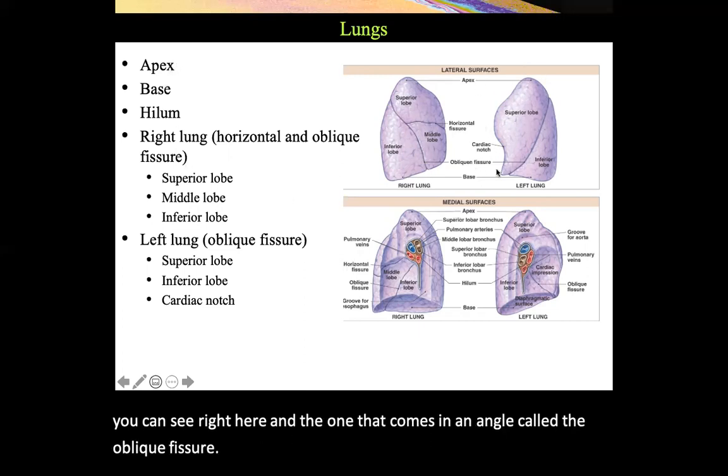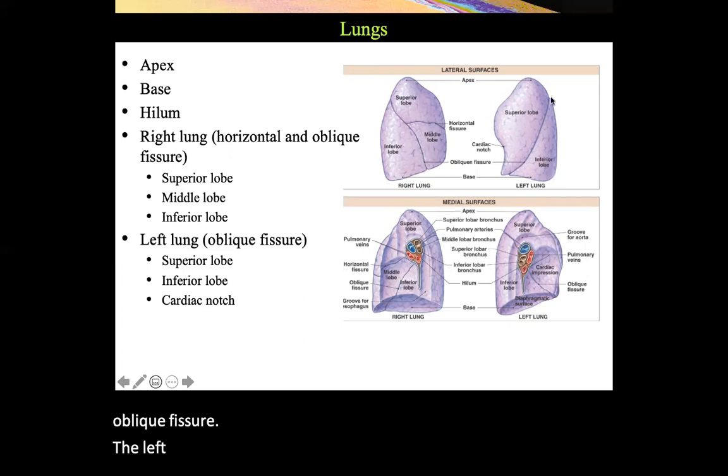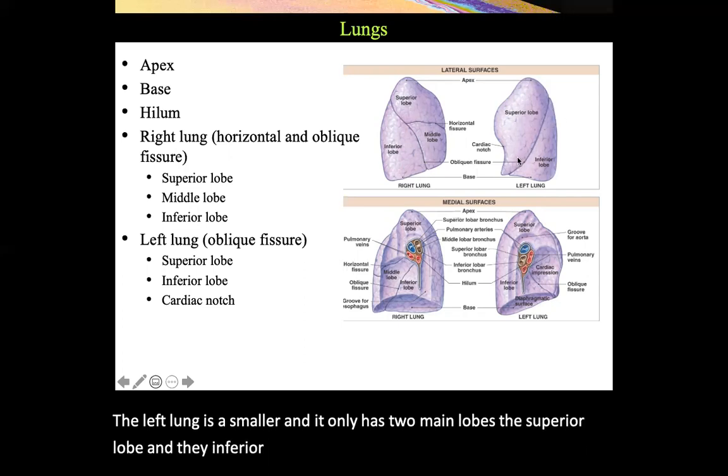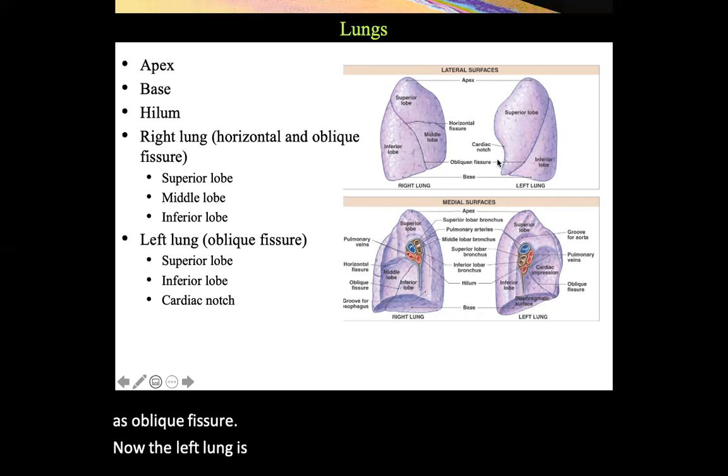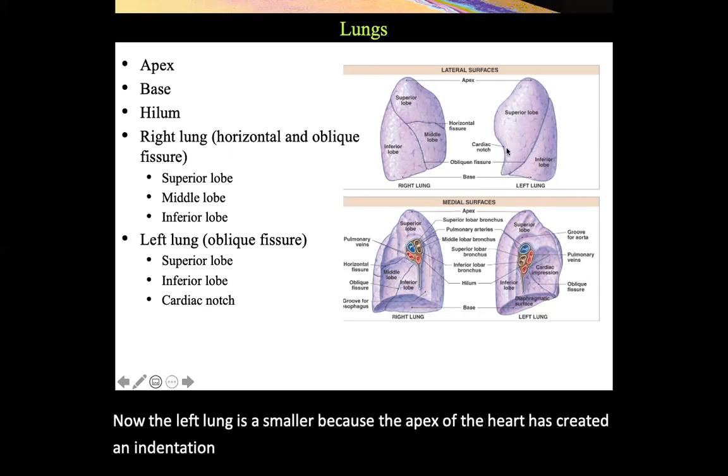The left lung is smaller, and it only has 2 main lobes, the superior lobe and the inferior lobe, separated by the line which is identified again as the oblique fissure. Now, the left lung is smaller because the apex of the heart has created an indentation inside it, and that indentation is called the cardiac notch.